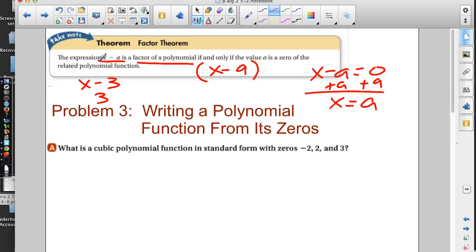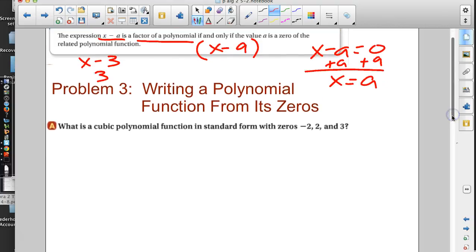So when we get down here to writing a polynomial function from its zeros, it's just a matter of thinking backwards. That's all it is. It says, what is a cubic polynomial function in standard form with zeros -2, 2, and 3? All right? That's important. It tells me I can't use y. I'm going to have to use f of x. f of x, g of x, h of x, whatever you want. But that tells us, hey, this is a function.